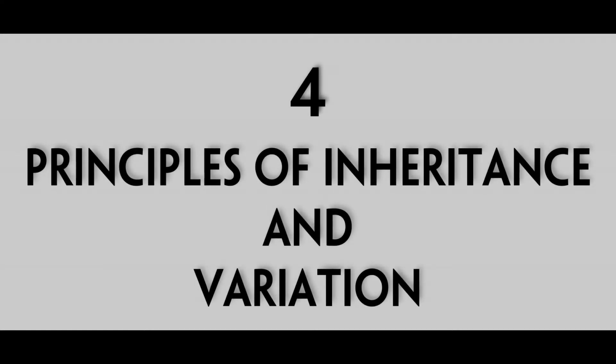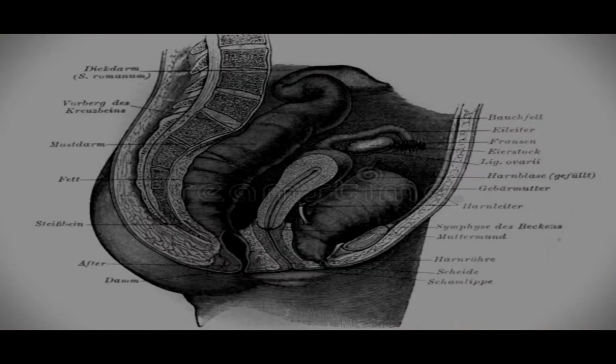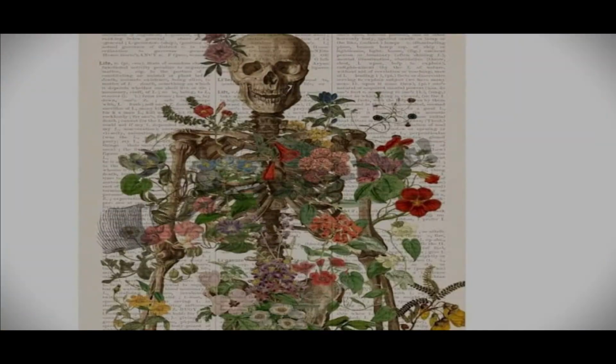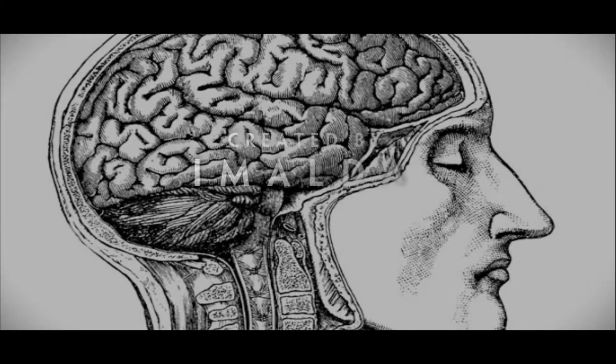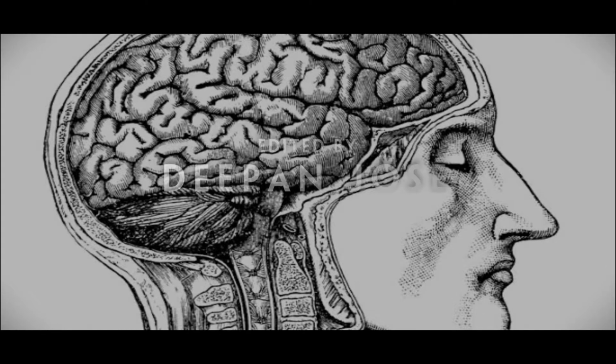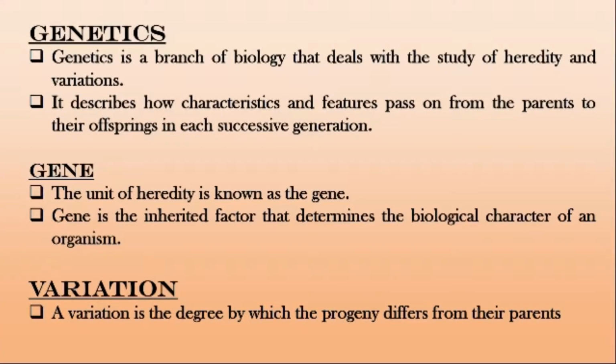Good morning, students. Today we are going to learn a new chapter, chapter number 4, Principles of Inheritance and Variation. Inheritance and variation we learn under genetics. So, genetics is a branch of biology that deals with the study of heredity and variation.